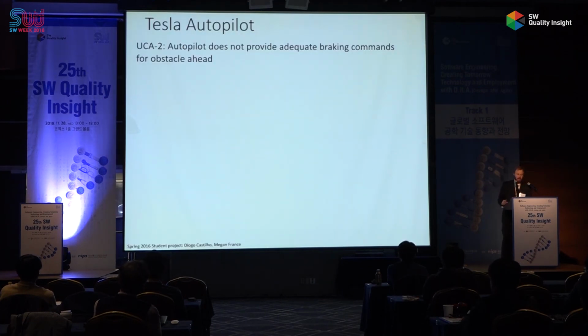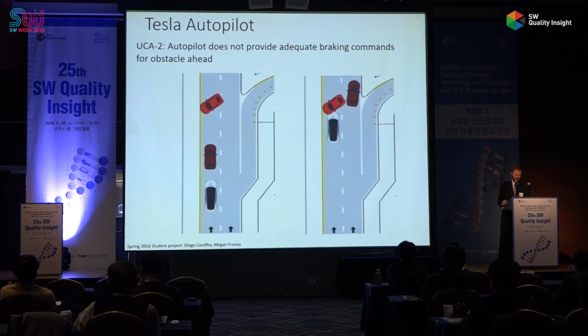This is the same unsafe control action. Tesla software does not provide braking command for an obstacle. It's a little easier to understand this graphically. Here's the Tesla car. Here's a human driver. Here's the obstacle. Remember what we just said? How in the world would the Tesla software believe there is no obstacle? Well, someone is in the way. There you go. There's one way this could happen.